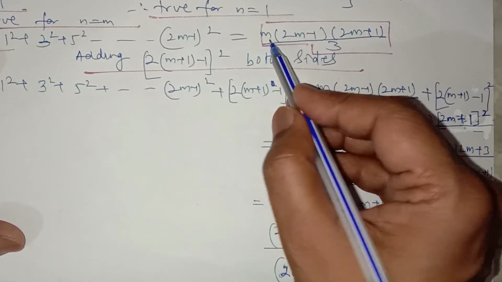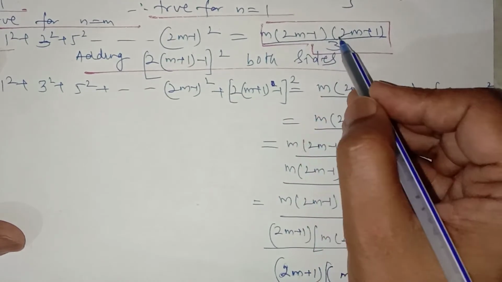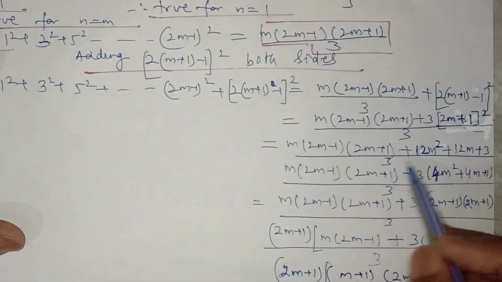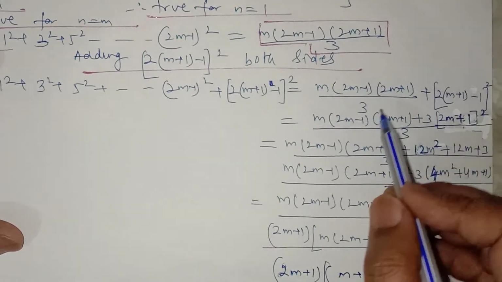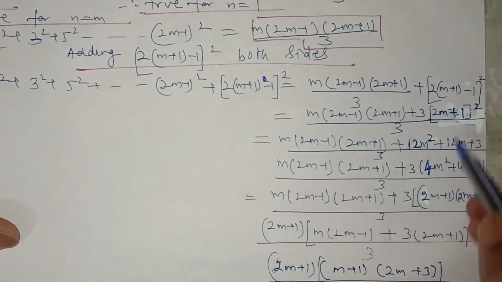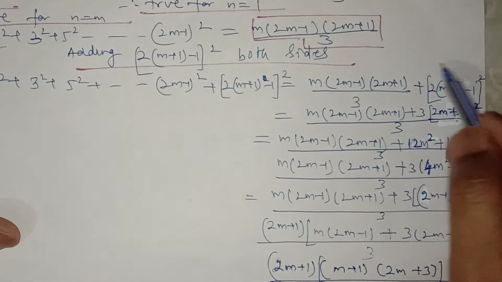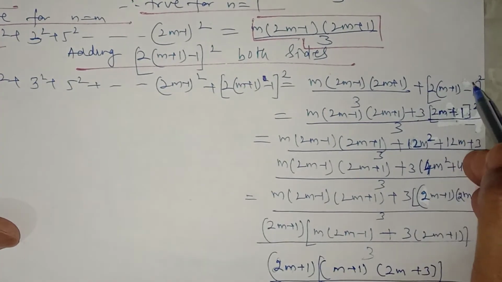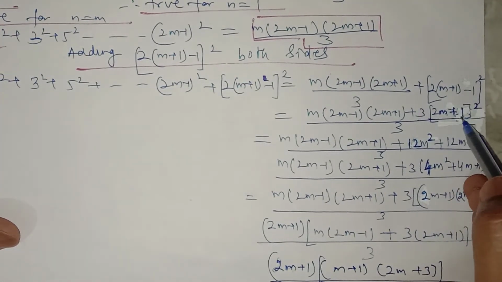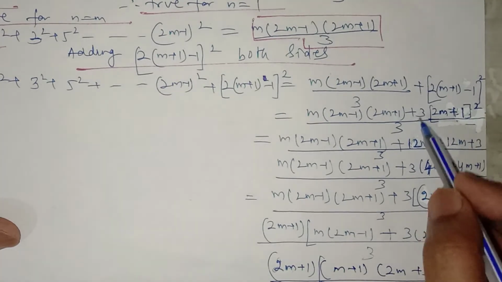See it very carefully. 2m plus 1 minus 1, 2m plus 1 upon 3. Add it. The calculation part is somewhat lengthy in the right hand side. Adding by taking the LCM, so 3 will be there. Simplify this, it will be 2m plus 1 whole squared and multiplying by 3.